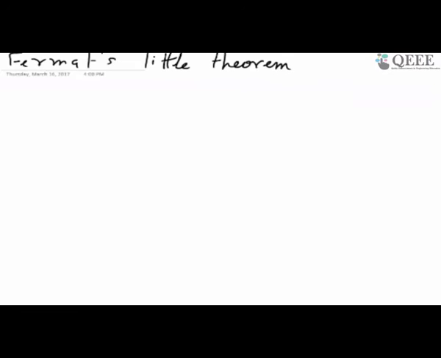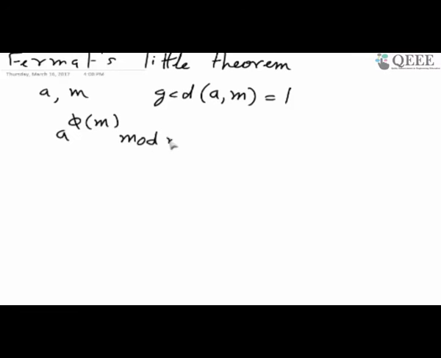What it states is that if you have two numbers a and m which are relatively prime to each other, which means that GCD of a comma m is equal to 1, then a to the power of phi of m mod m is congruent to 1. Let us just take an example.